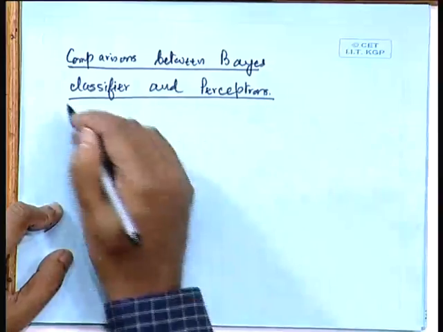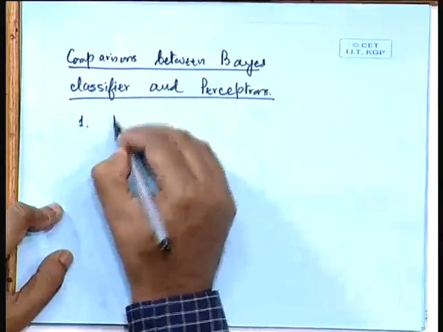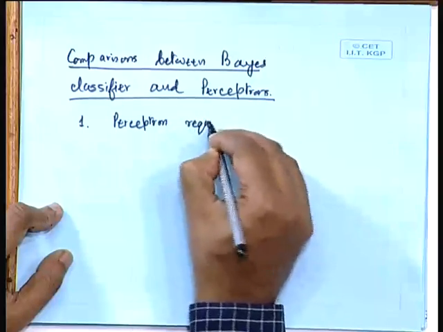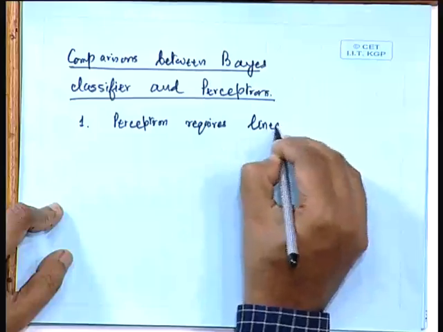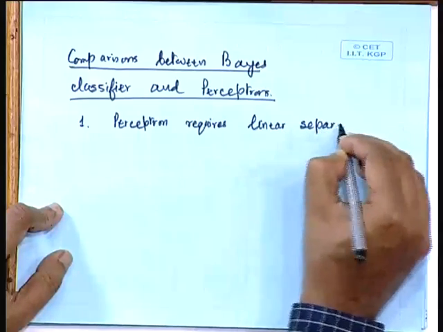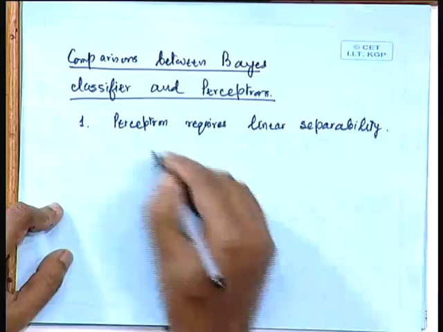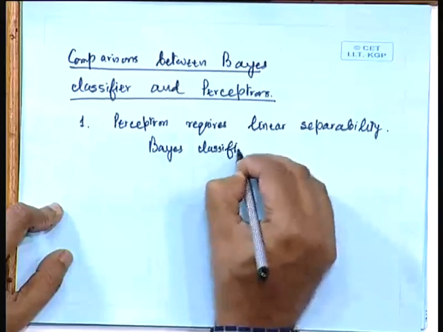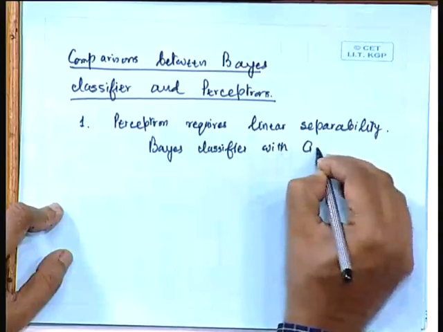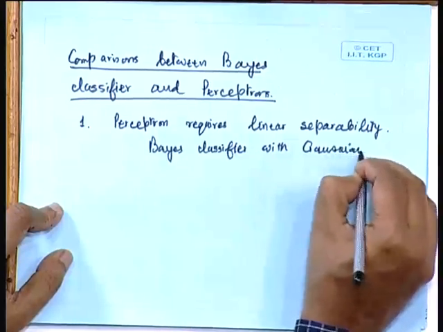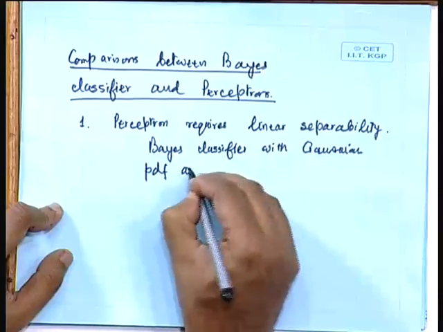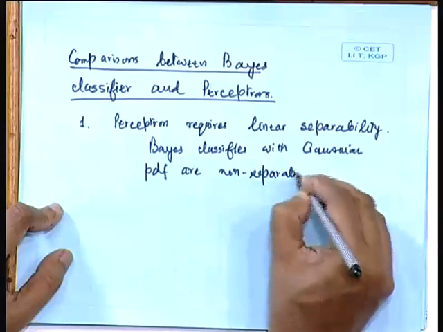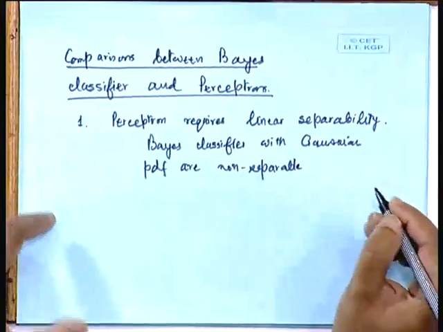Number one comparison is that perceptron requires linear separability, whereas Bayes classifier with Gaussian PDF are non-separable. They are absolutely non-separable classes. No question of linear separability, they are absolutely non-separable.